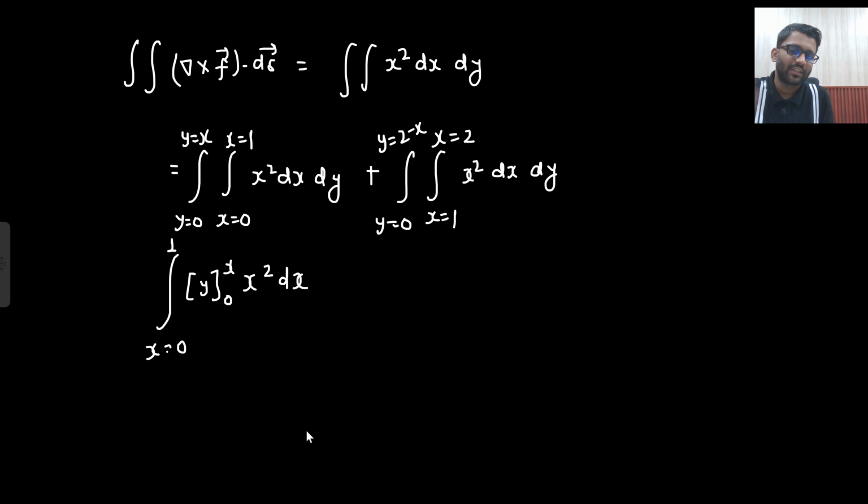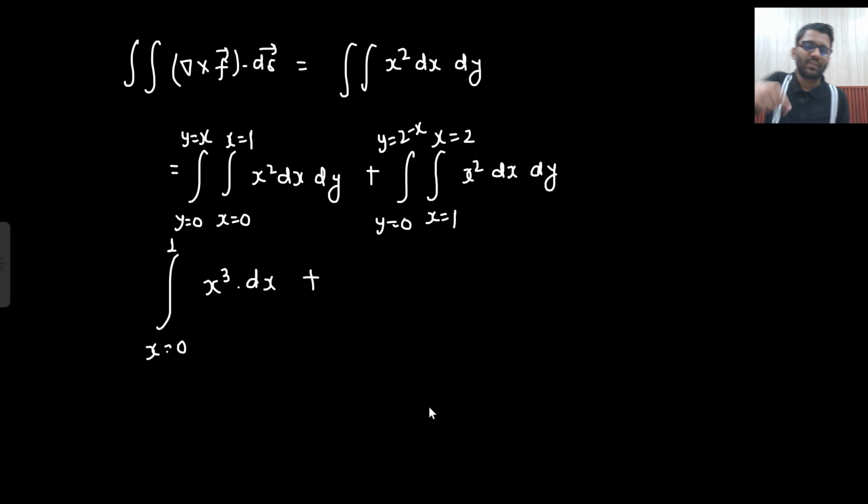What will be the solution of this? X minus 0. That will become x only. So x times x square will be x cube dx. X cube dx plus, let's solve this one.